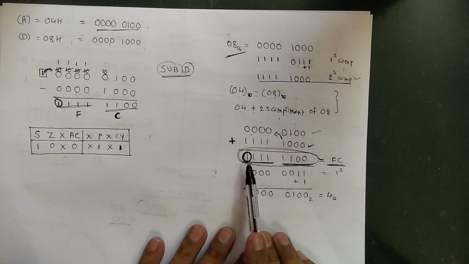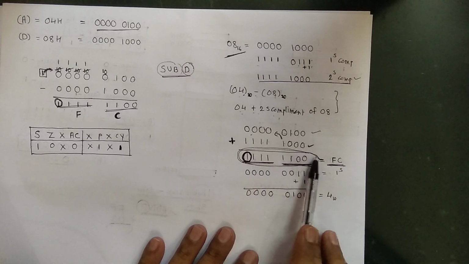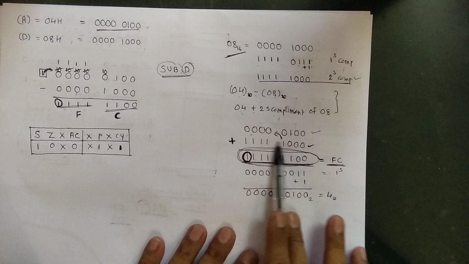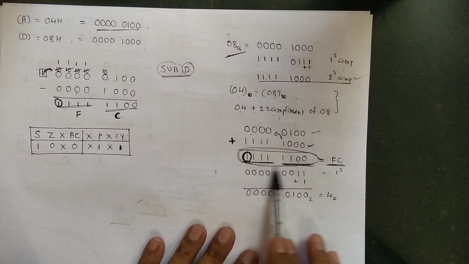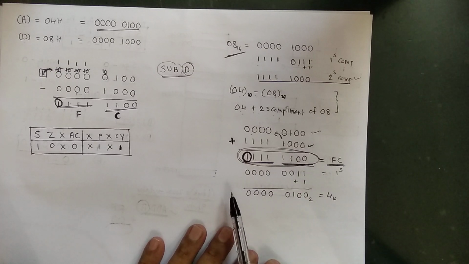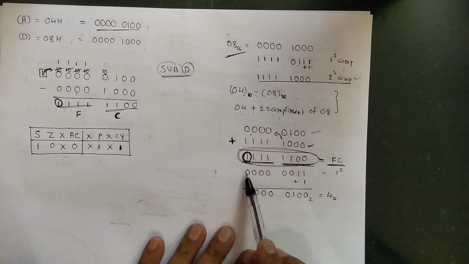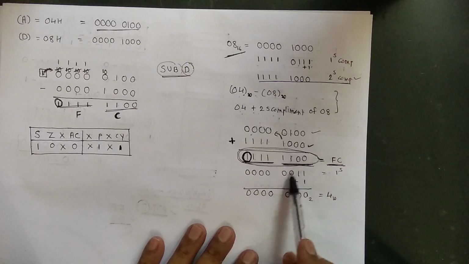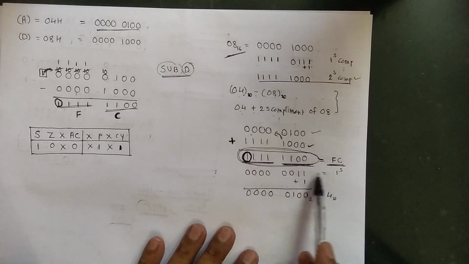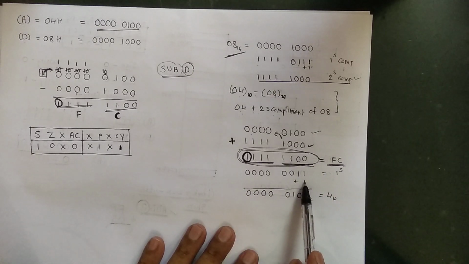To get the magnitude, find the 2's complement of the answer. How to find the 2's complement? First you have to find the 1's complement: 1 is replaced by 0 and 0 is replaced by 1. This is the 1's complement. Add 1 to it. 1 plus 1 is 0, carry over 1; 1 plus 1 is 0, carry over 1; and the remaining bits are 0.